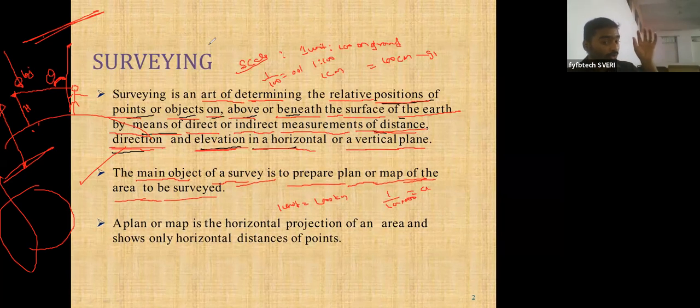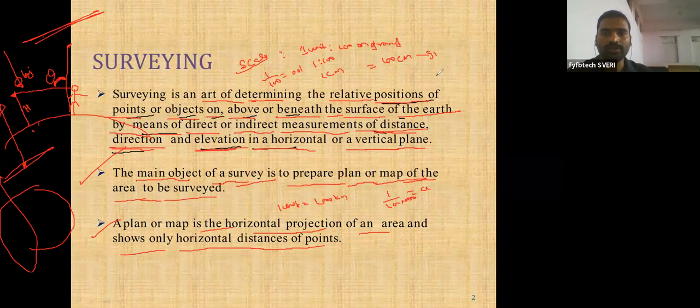In order to do the planning or mapping, we have to do surveying. A plan or map is a horizontal projection of an area and shows only horizontal distances of points. Whatever your plan or map is, it is giving only horizontal distances. It is not giving any vertical distances. This point is important.